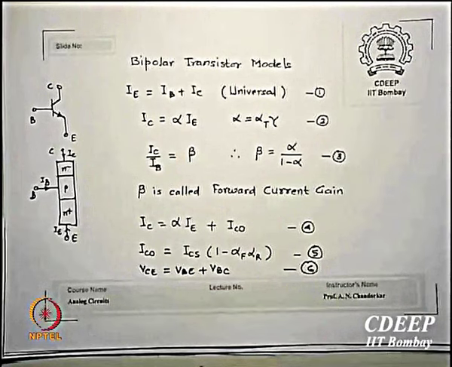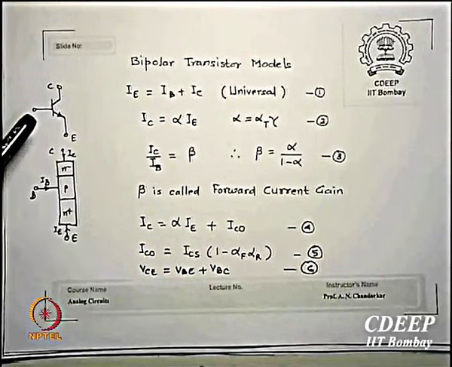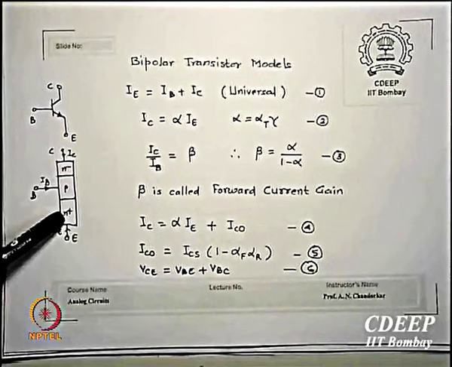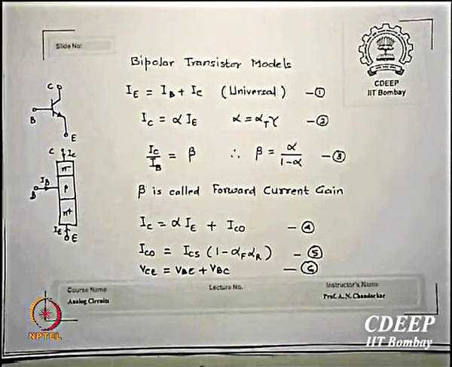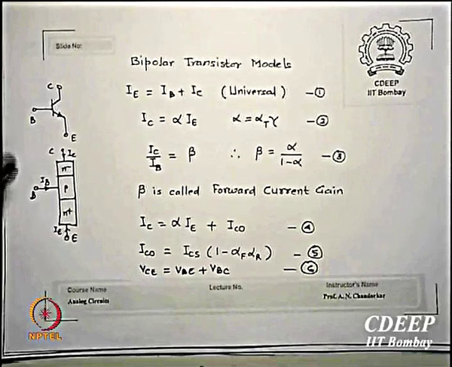You have done a course last semester. If not, please revise your course, because I will not teach a devices course in analog. The basic transistor shown here is an NPN transistor. It can be a PNP as well. The symbol is: arrow coming out is NPN, arrow going in at the emitter is PNP.